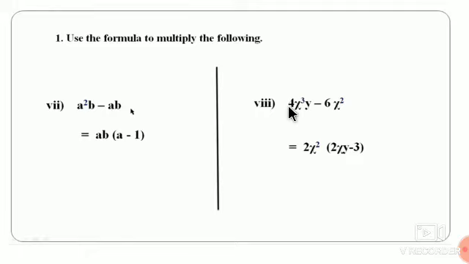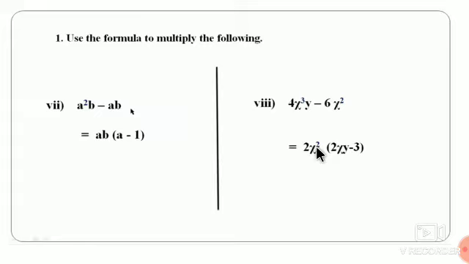Now the 8th example, 4x cube y minus 6x square. Here 4 is a square number but x cube is given. Y is not a square variable. 6 is not a square number. In such a case also you have to take out the common coefficient and the variables. So x square we can find as common here, and 4 and 6 are both divisible by 2, so we can divide these two numbers by 2.